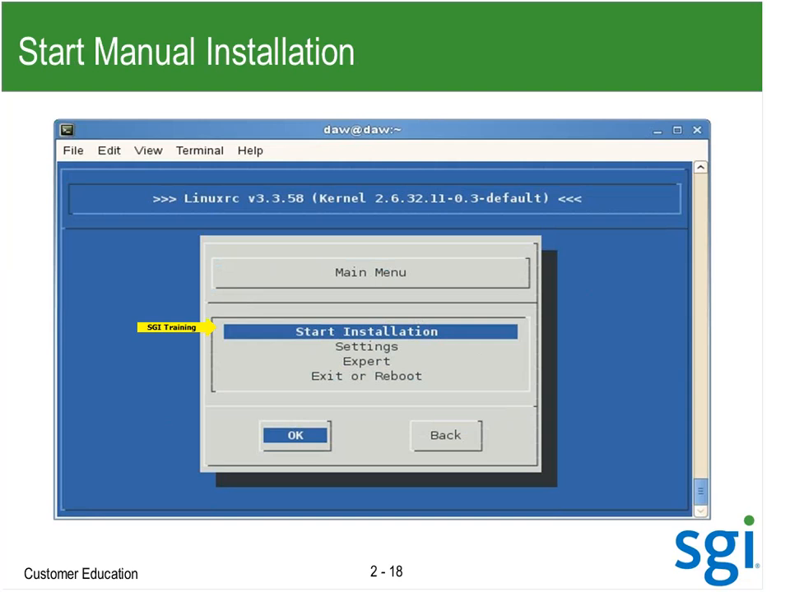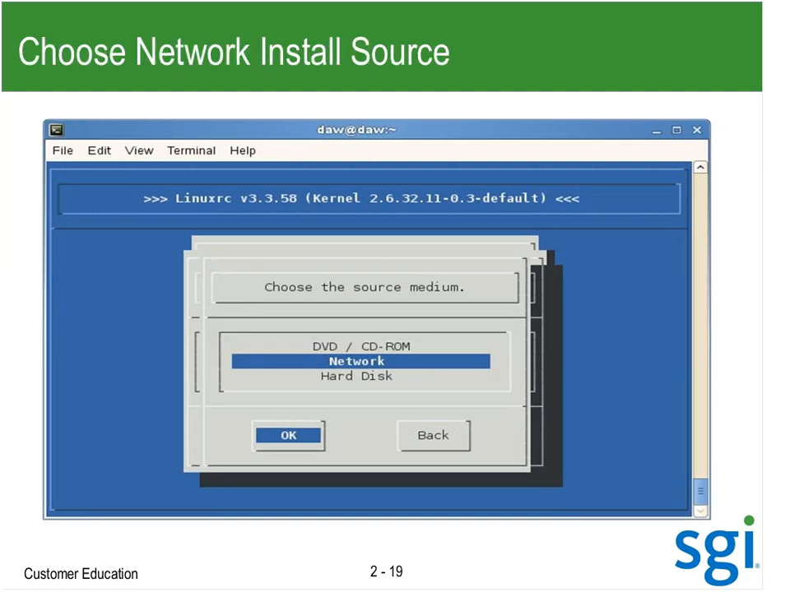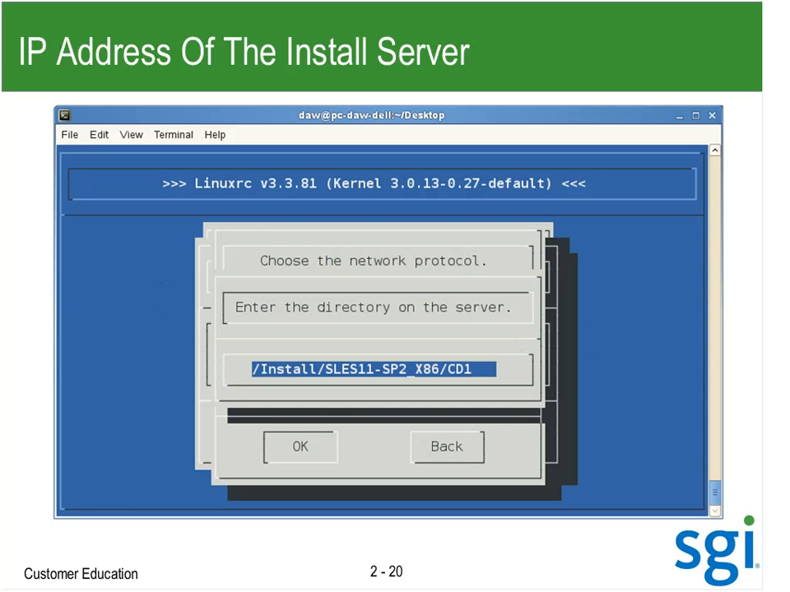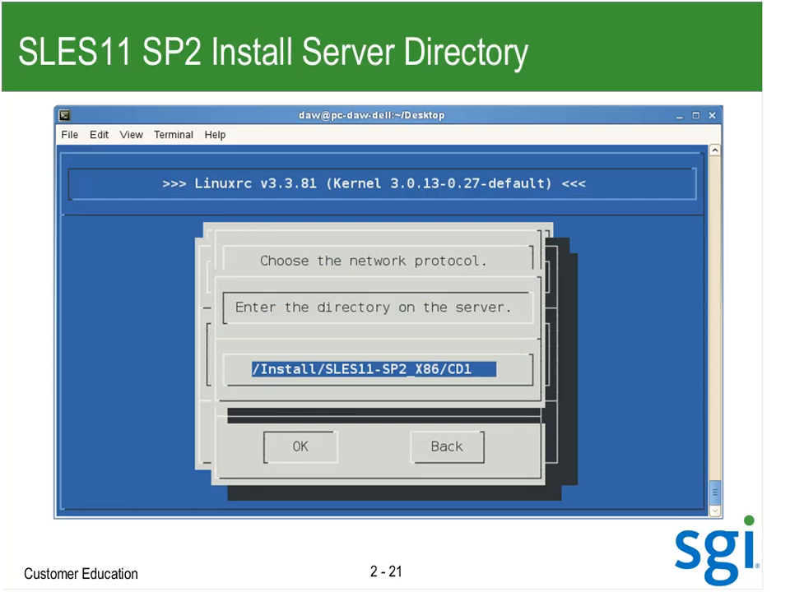This is all manual, and then instead of installing from DVD, I'm going to install from network. I don't have DVDs on these systems. You do have the ability of having a DVD on the SMN being seen, but I'm not using that. I'm using Pixie boot. Then we put in the IP address of DMZ server, 192.48.186.79. Then I've got to specify where it is. So it's install SLES11-SP2_x86 CD1.